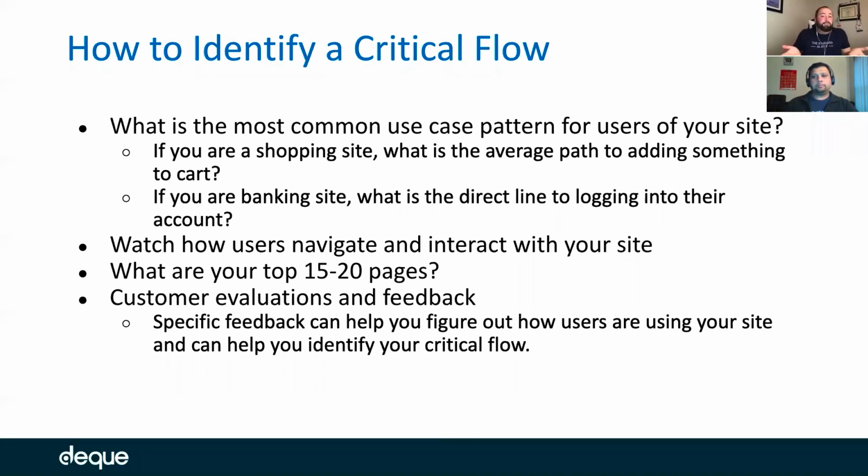If you can't do that, right? What are your top 15 to 20 pages, right? And is there any interactivity patterns that exist within those pages itself? Because there are, that more than likely is going to end up being a critical flow, right? And then some other ones too. Customer evaluation and feedback. Specific feedback, right, can help you figure out how users are using your site, and it can help you identify your critical flow. As crazy as that sounds, there's been a lot of scenarios I've seen where customer feedback has actually told them, oh, this is how customers are using this site, right?